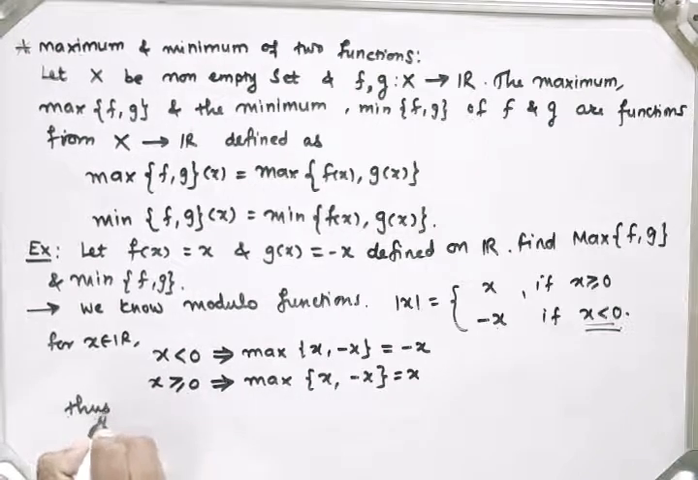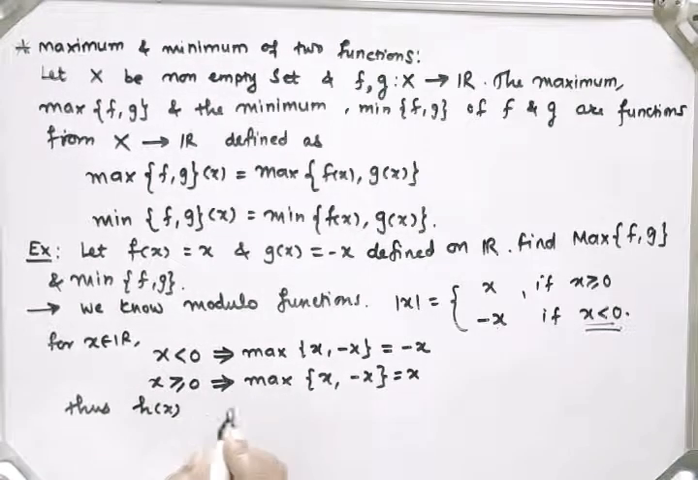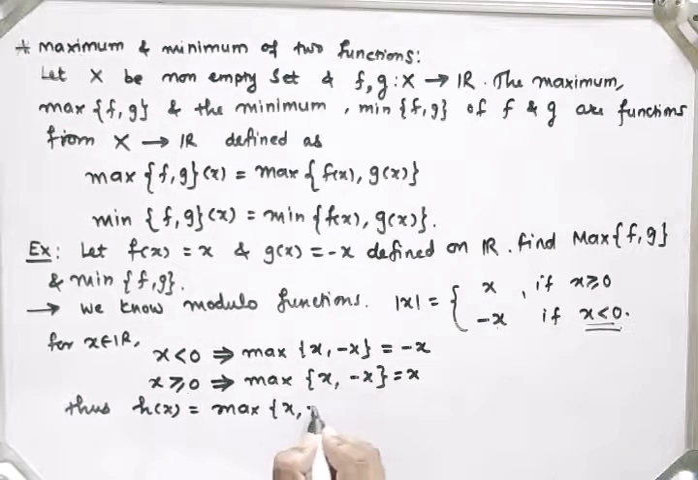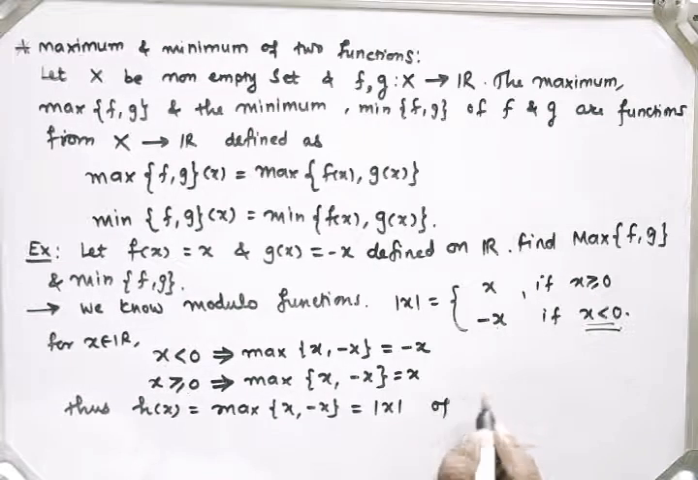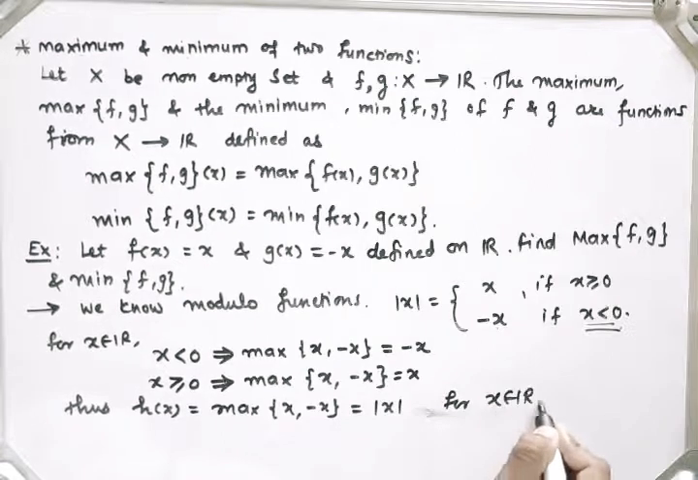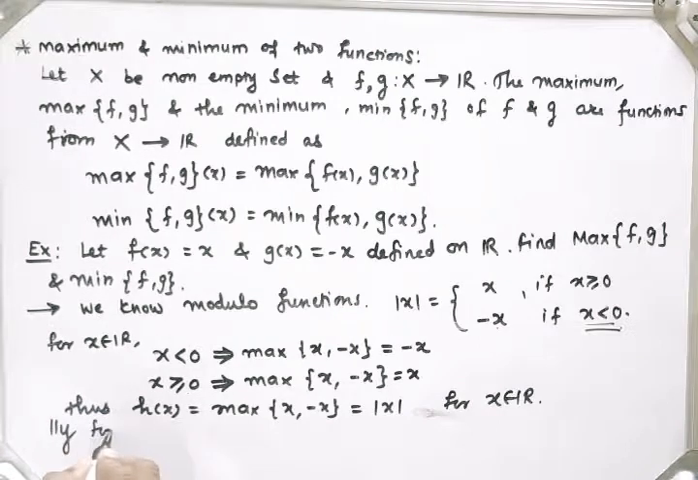So thus h of x, which is the maximum of x and minus x, is the modulo function of x, for all x belongs to R, for x belongs to the real numbers R. So this is the maximum. Now, to find the minimum of two functions, similarly for x belongs to real number R, to find the minimum value.